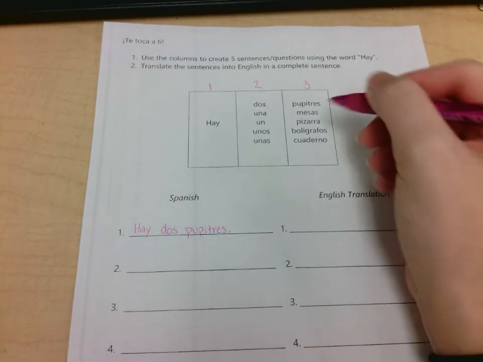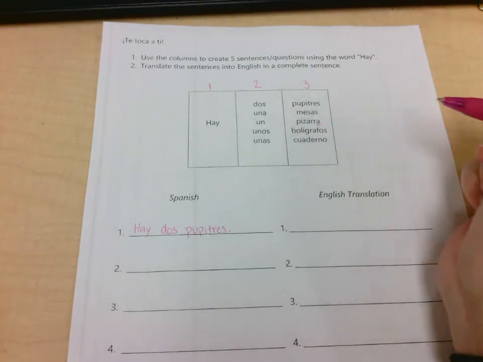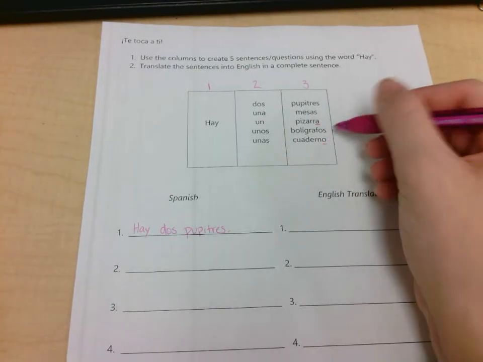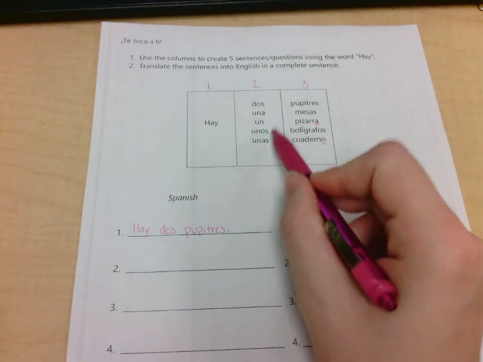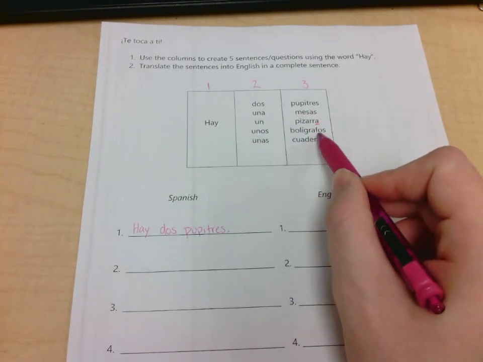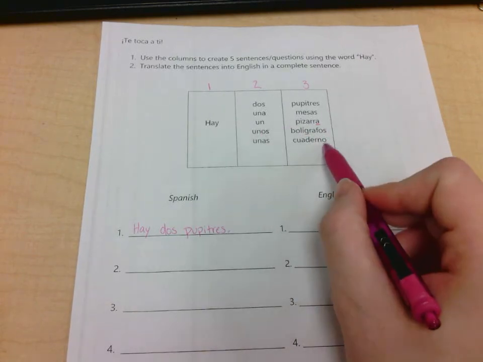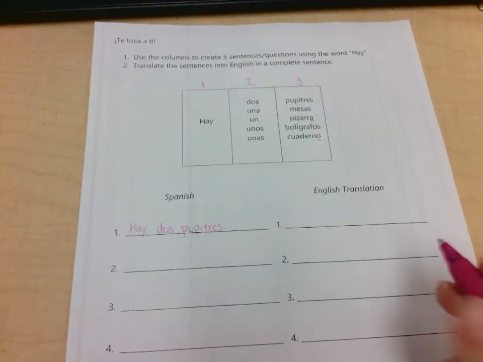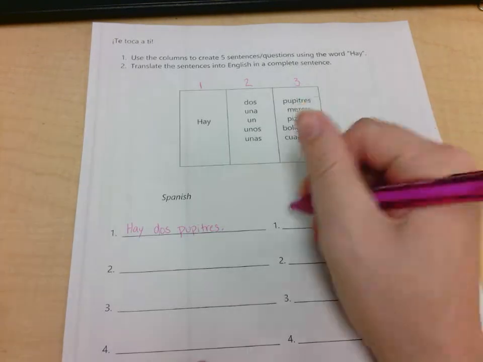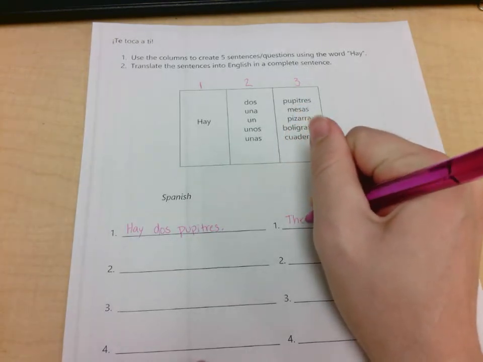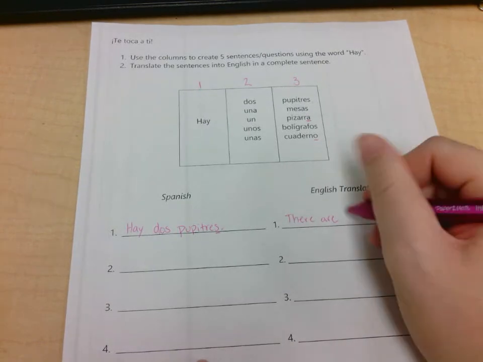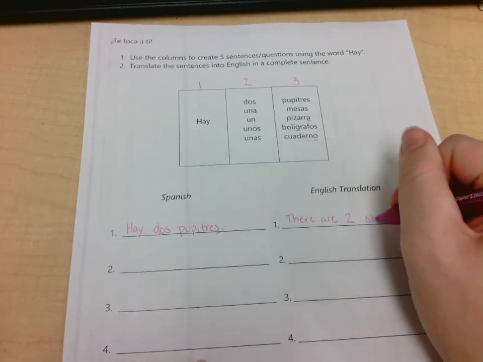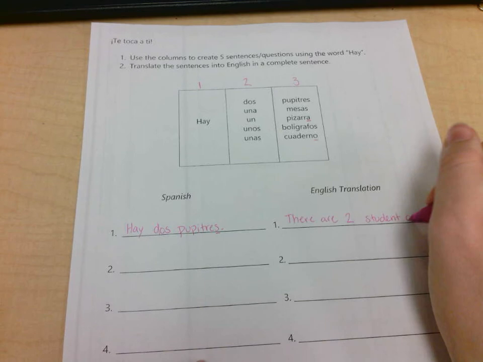Right? Notice that some of them are singular and some of them are plural. All right, so be careful with what you match up. Make sure singular goes with singular, plural goes with plural. So my English translation of this would be there are, because this is plural, there are 2 student desks.